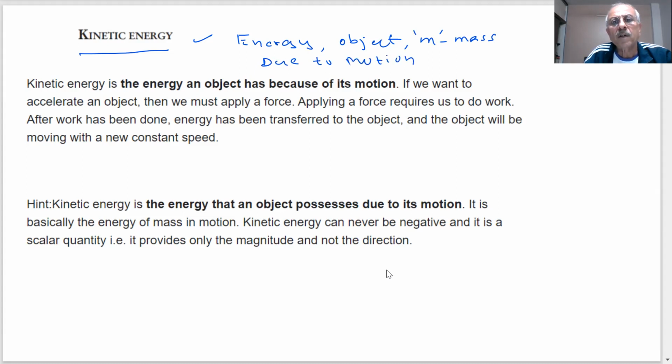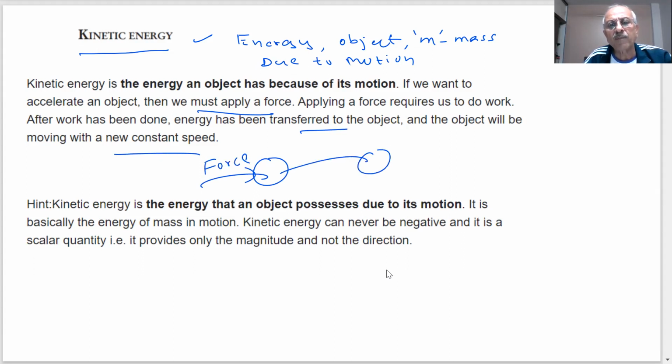If we want to accelerate an object, then we must apply a force. Applying a force requires us to do work. After work has been done, energy has been transferred to the object, and the object will be moving with a new constant speed. If this is a ball, you have to apply a force. When you apply a force and it moves, you have a displacement also, and force also. Work has been done on this ball, and energy has been transferred. So the object starts moving. Therefore, it has acquired kinetic energy.